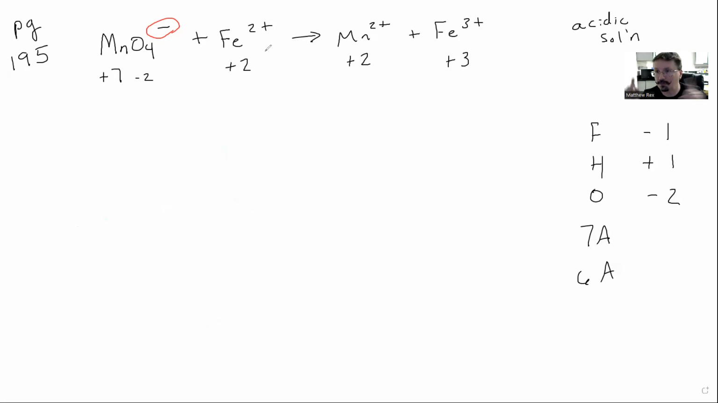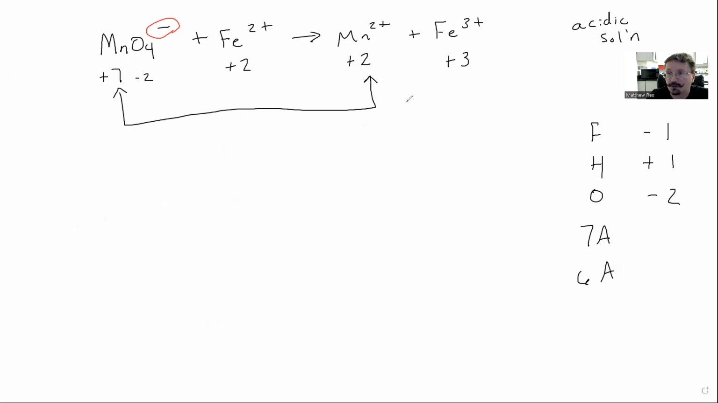So now I'm going to look at what elements do I have on the left and the right, which ones have had oxidation changes. So that is the manganese went from a +7 here to a +2. So it became less positive, more negative. How did it do it? It had to gain 5 electrons, right? And the iron went from a +2 to a +3. So each iron had to lose 1 electron. This was reduced.